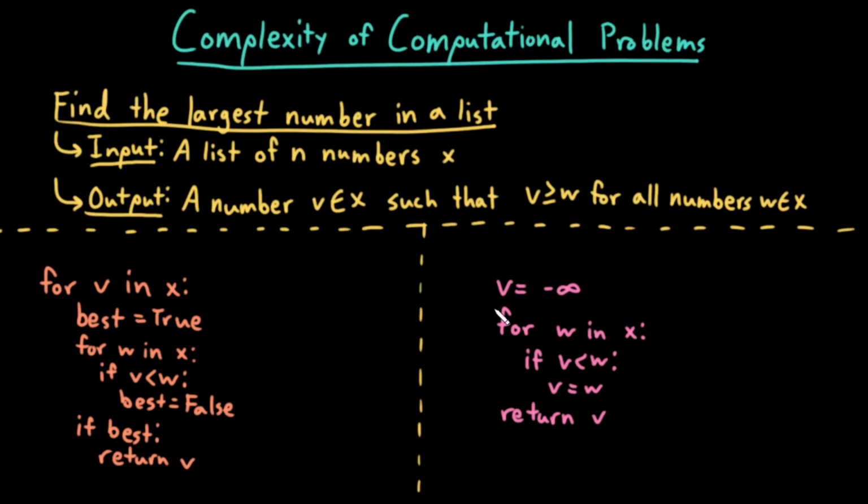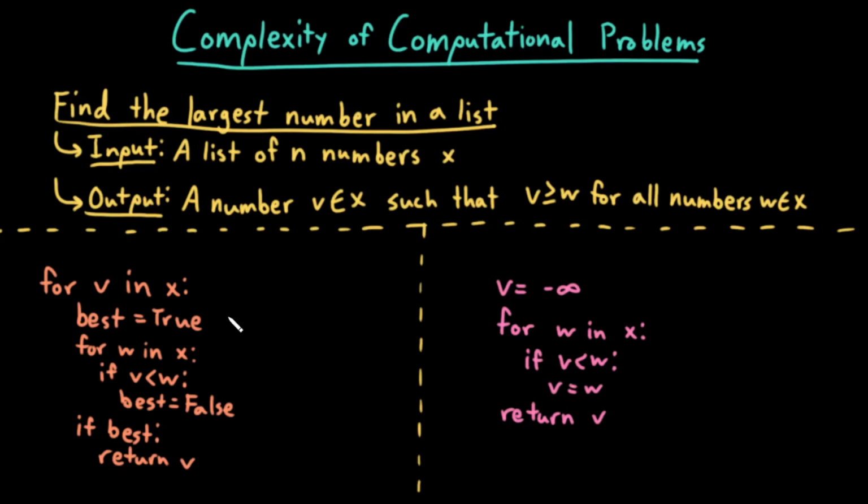On the other side, we have another algorithm that attempts to solve this problem. We start v at negative infinity, and then for each number w in x, if v is less than w, set v equal to w. And then after this loop is done, return v. It turns out that both of these algorithms provide a correct solution to this computational problem. I won't formally prove this, but it should hopefully be clear just by how simple this problem is.